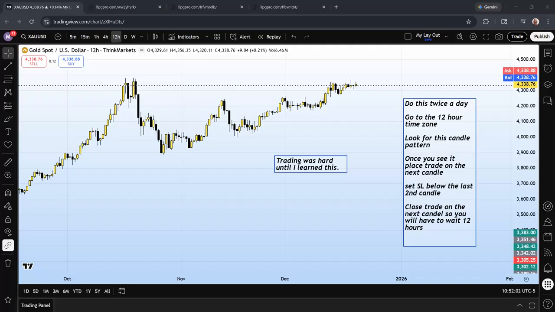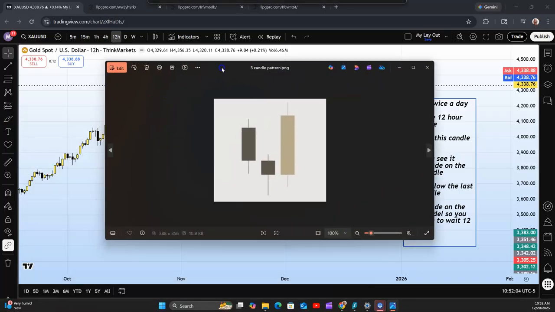And once you see this pattern, I'm going to swing it over here. Once you see this 3-candle pattern developing on the charts, you're going to want to execute a trade on the very next candle. Now again, this is not advice.